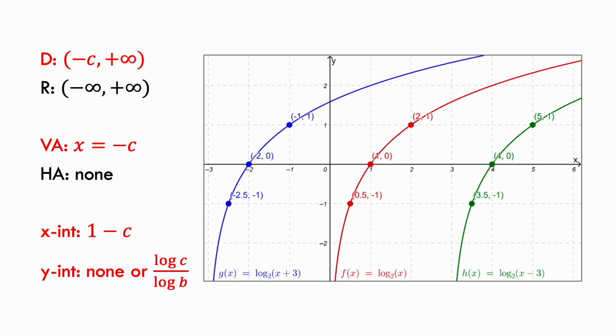For the vertical asymptote, we now have x equals negative c. So, itong isa at negative 3, itong isa at 3. Ang horizontal asymptote natin, wala pa rin. Ang x-intercept natin is at 1 minus c. At ang y-intercept naman natin, none siya kapag nag-move to the right, pero pag nag-move siya to the left, that is log of c over log of b.